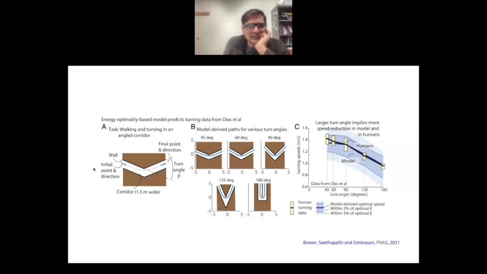Another task that you can think of is you're walking along a corridor and then turning by a particular angle. This is data from Dias and colleagues. And it turns out that people slow down differently for different turn angles, specifically systematically slower for larger turn angles. The yellow is the human turning data. It's a function of turn angle. And the model predicts roughly the behavior qualitatively.